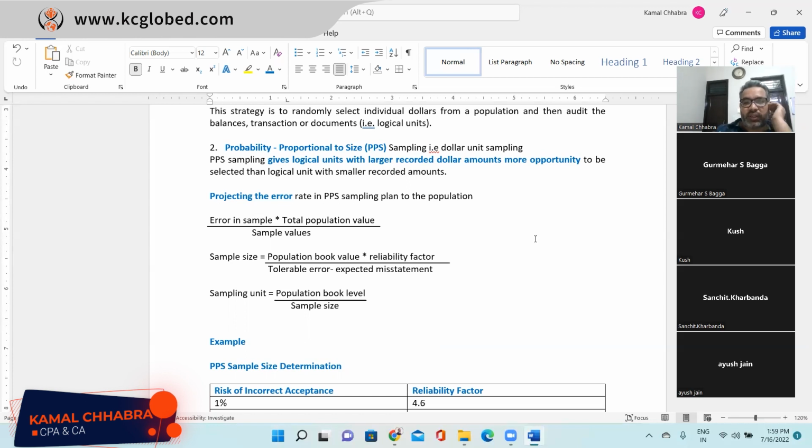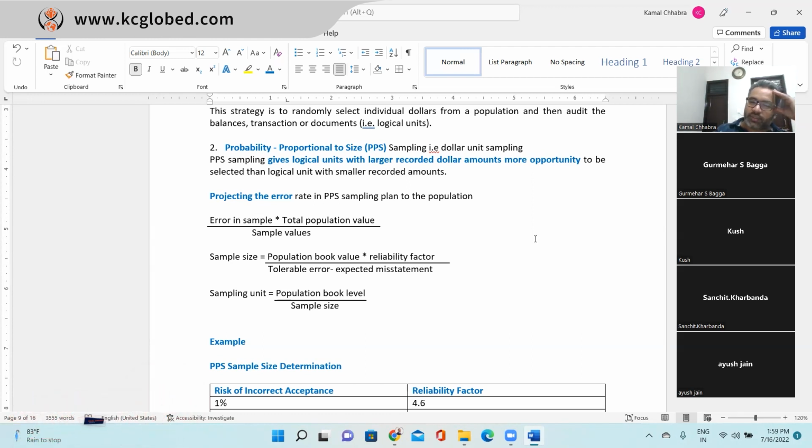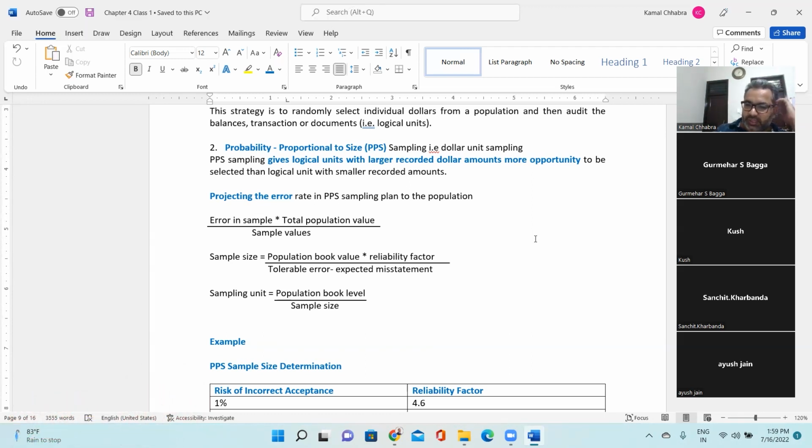Second, how do you calculate the sample size? Sample size is equal to population, that is book value, multiplied by the reliability factor, divided by tolerable error. Don't worry, the reliability factor will be given to you in the exam. You are not supposed to calculate the reliability factor. Tolerable error you may sometimes calculate, or it may be given to you. Expected misstatement will also be given as an assumption in your exam. So you are not supposed to calculate the tolerable error, reliability factor, expected misstatement or population.